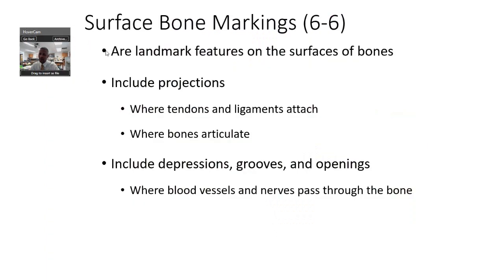Now, when you think about bone markings, you should think about not just the bone, but there are landmarks, there are features. So what we call projections: you have to attach something to a bone, like a tendon, or bones have to attach to other ones. We call that articulation points. There are depressions and grooves and openings. This is going to allow for a blood vessel to lay in it, or a tendon to lay in something, or a blood vessel to go all the way through it, like you need an actual hole for that to go through, and nerves as well.